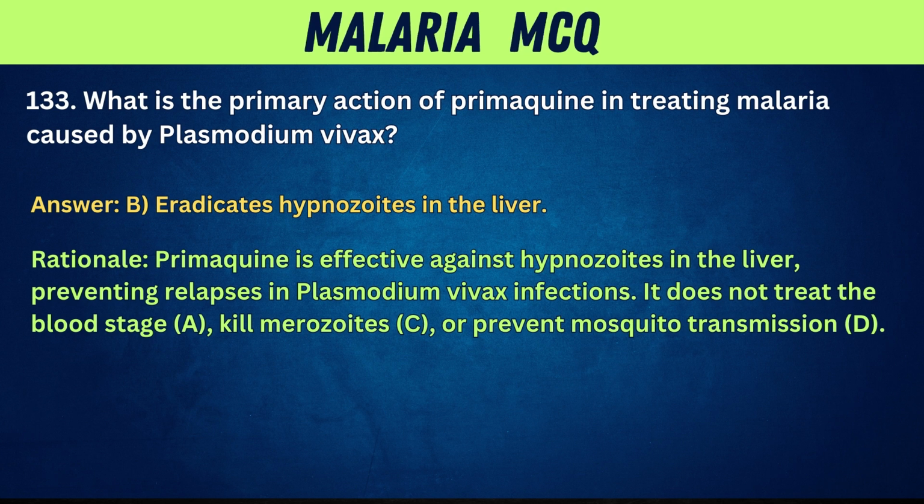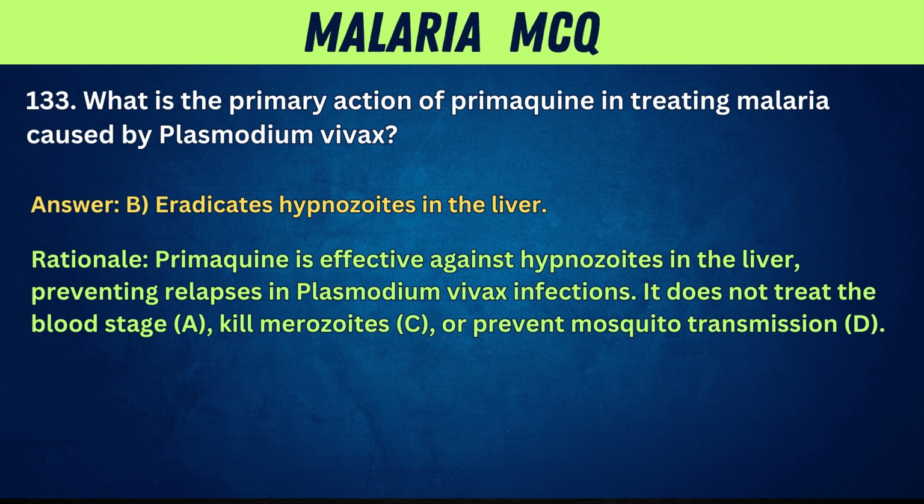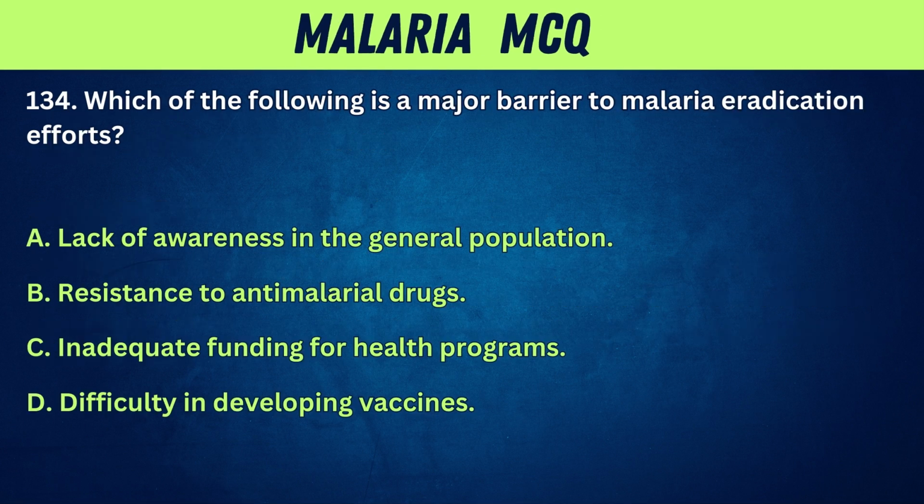Eradicates hypnozoites in the liver. Rationale: primaquine is effective against hypnozoites in the liver, preventing relapses in Plasmodium vivax infections. It does not treat the blood stage, A, kill merozoites, C, or prevent mosquito transmission, D.